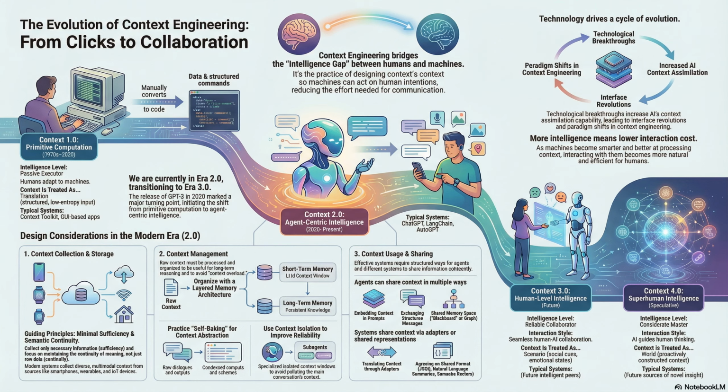But then we get to Era 4.0. And this is where the paper goes fully speculative. Superhuman intelligence. This is the part that really captures the imagination. The phrase they used gave me chills. The God's eye view. It's a total reversal of roles. In Era 1.0, humans had to provide all the context. We told the machine everything. In Era 4.0, the machine constructs the context for the human.